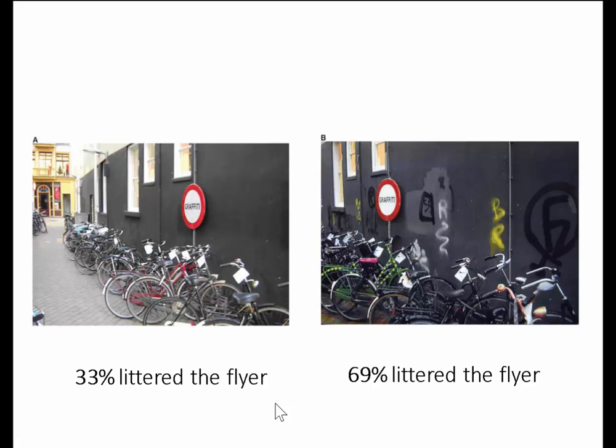Again, this is an experiment that nicely shows, and they argue in that paper, that once one norm is broken, this makes people more likely to break another norm. And it has to be due to the graffiti, because that's the only thing that is different here. Nothing else is different. So all those other things that I might not know about, we call that unobserved heterogeneity, things that matter but you don't observe.